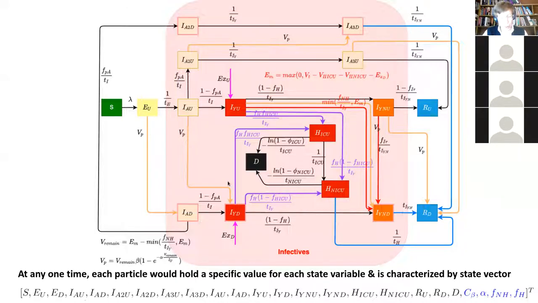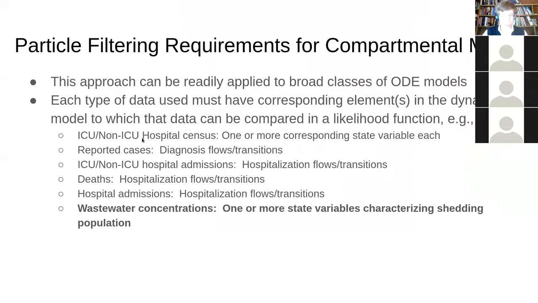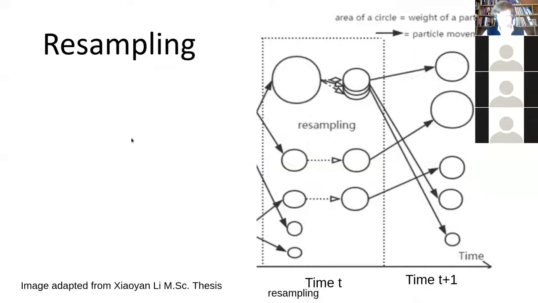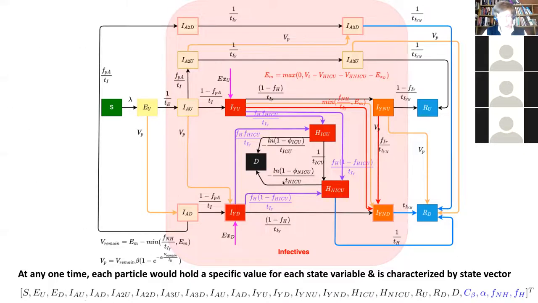So each quantity of data we want to compare to needs something in the model that corresponds to it. So if you want to leverage data on deaths, for example, you'll need to somehow represent a death flow in your model. If you have data from the world that represents wastewater concentrations, you need something in your model that can be used to deduce what the concentration of wastewater is.